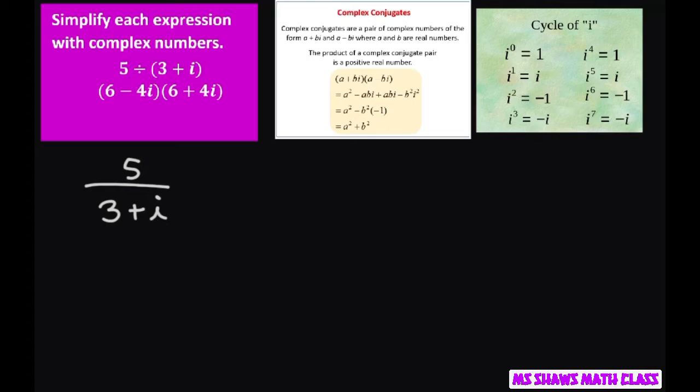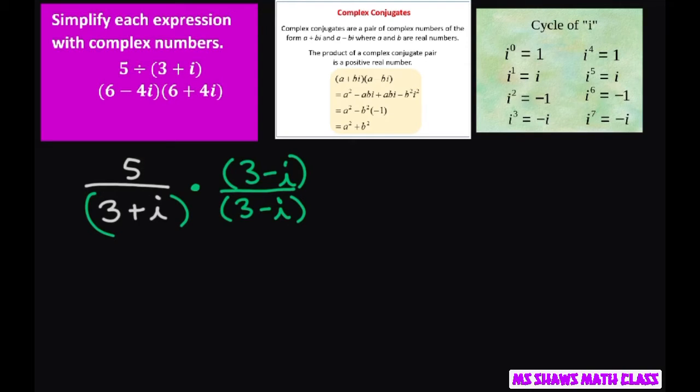Now, when you worked with radicals, you know that you cannot have a radical in the denominator. Remember, this i is the square root of -1. So that's a radical in the denominator. So what we're going to do is multiply it by the complex conjugate to get rid of that radical. So you multiply the denominator by 3 minus i, which is the complex conjugate. You also have to multiply the numerator by 3 minus i.